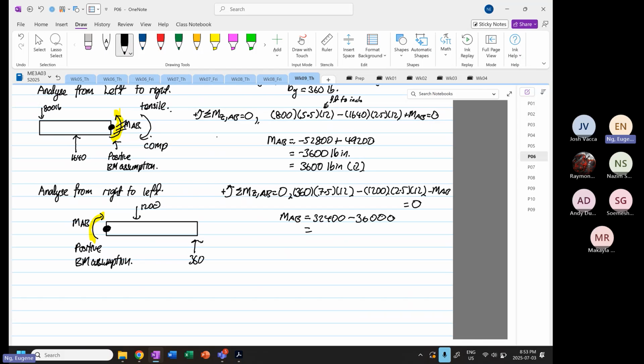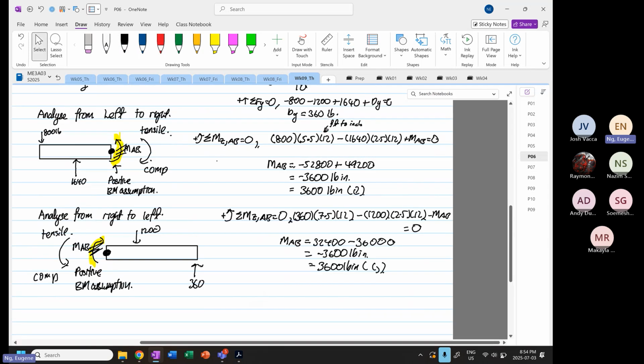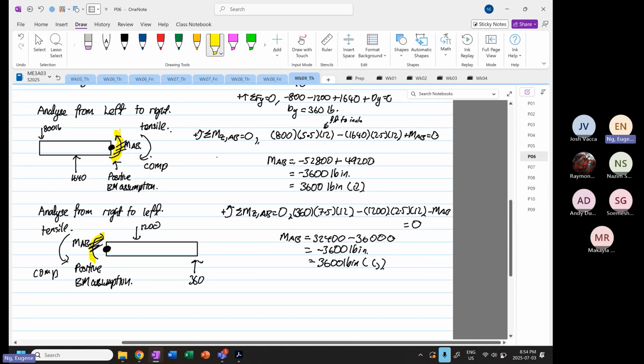Okay, so this will be equal to 32400 minus 36000, which is equal to minus 3600. Negative means the direction is wrong, so you bring it down this way. So this is equal to 3600 pound-inch, and it's coming down in this direction. And this is where you have compression, and we have what? Tensile. So either way you do it, whether from the left-hand side or the right-hand side, the answer has to be the same.